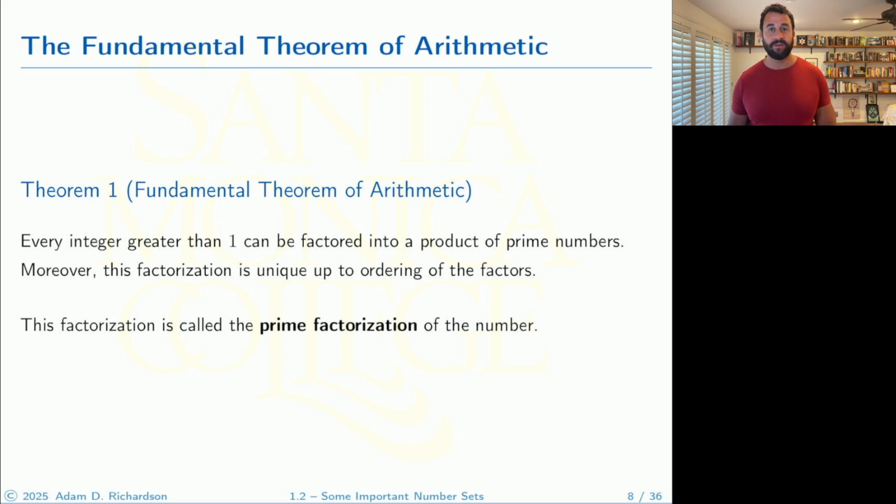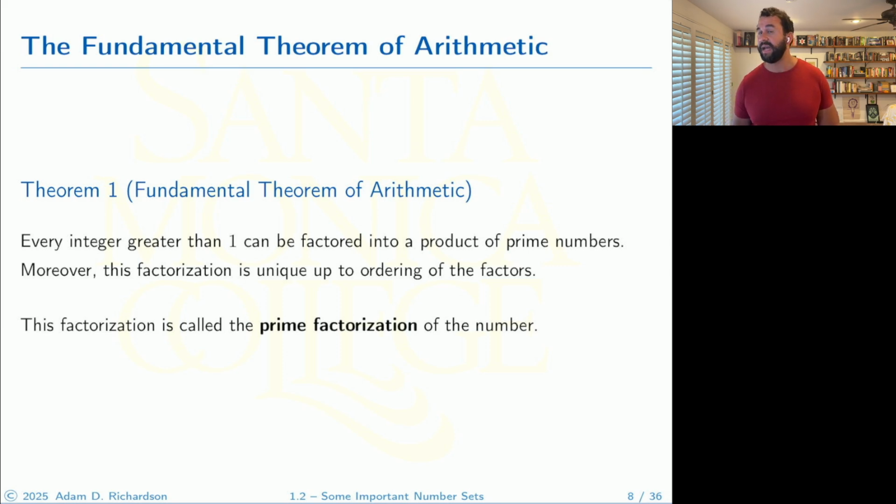And this is a critical fundamental theorem. And it says this: every integer greater than 1 can be factored into a product of prime numbers. Moreover, the factorization is unique up to the ordering of the factors. Okay, this is a very powerful result.